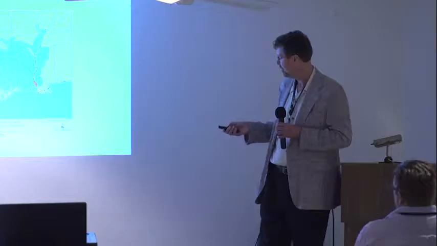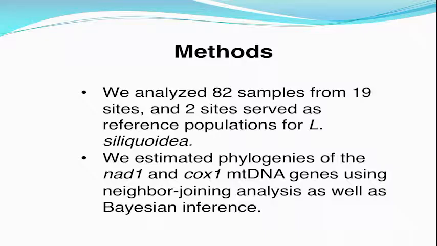So in this study, we got about 82 samples from 19 sites, looked at a couple different mitochondrial genes. Mitochondrial genes are kind of the staple for systematists, particularly in the 80s and 90s, and continue to be so today. Sorry, I have a hard time doing this.